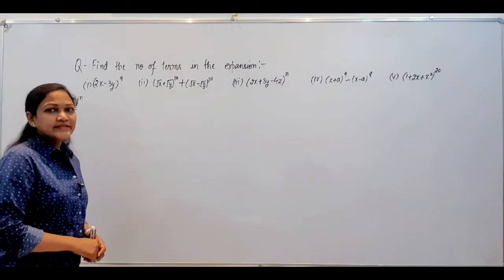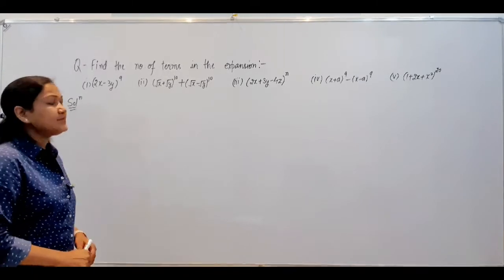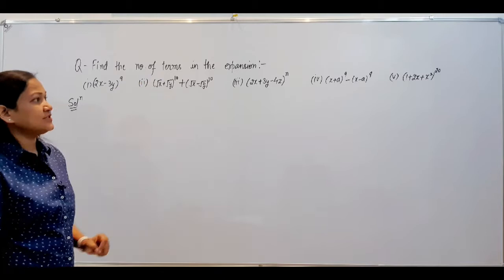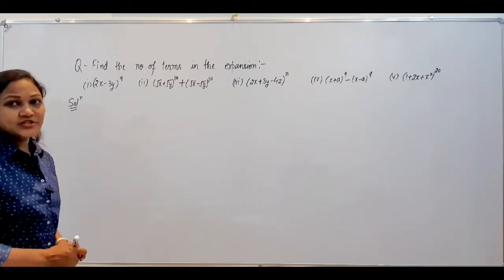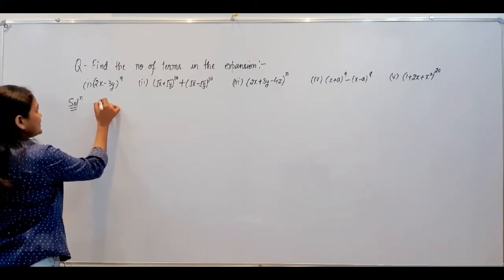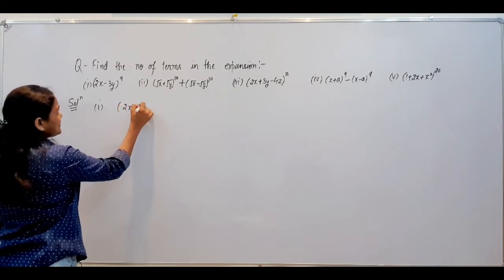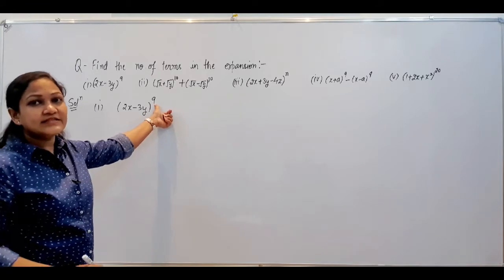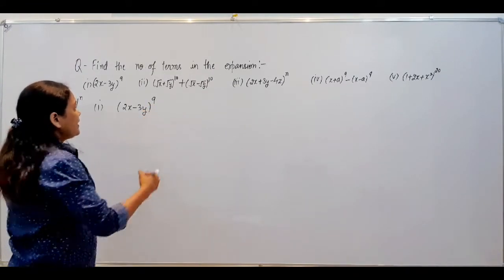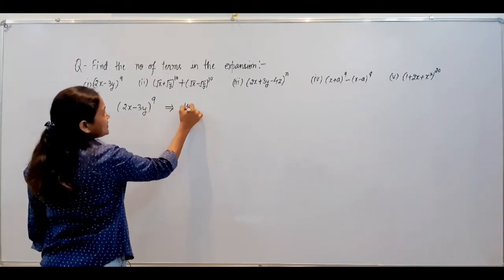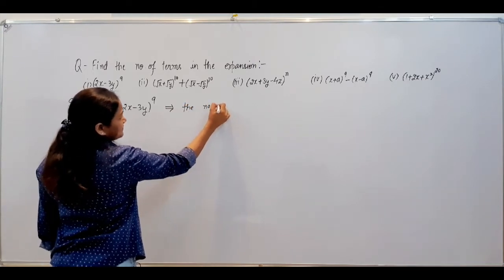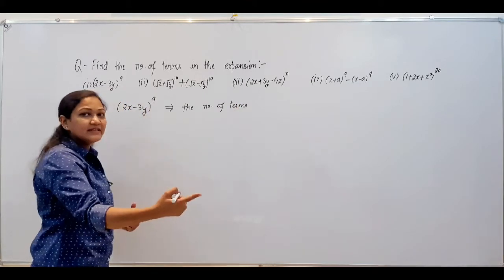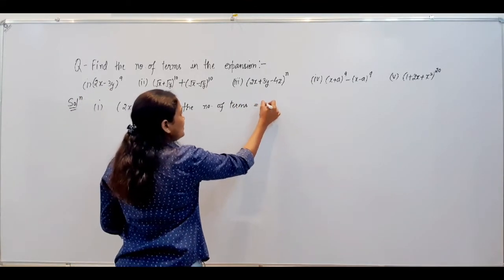Now let us start with the question on number of terms. Your first question is find the number of terms in these expansions. First of all, first expansion is very simple. Your expansion is like 2x minus 3y raised to power n. If your n is 9, then the number of terms in the expansion is 10. The number of terms is 1 greater than the exponent, which is equal to 10.